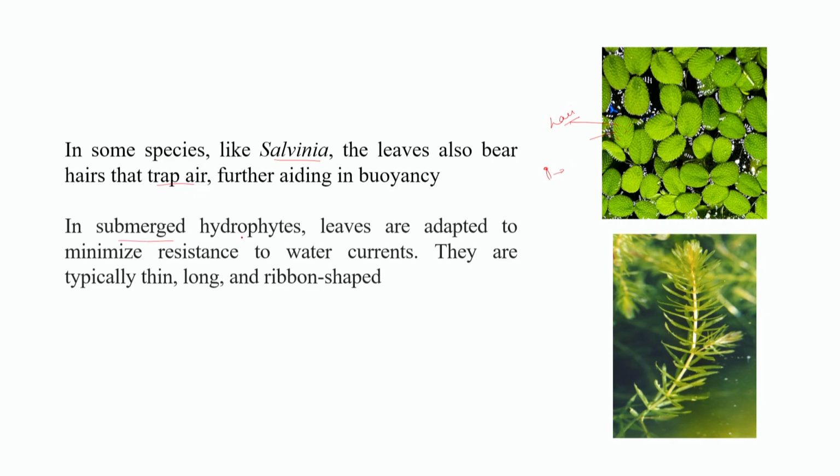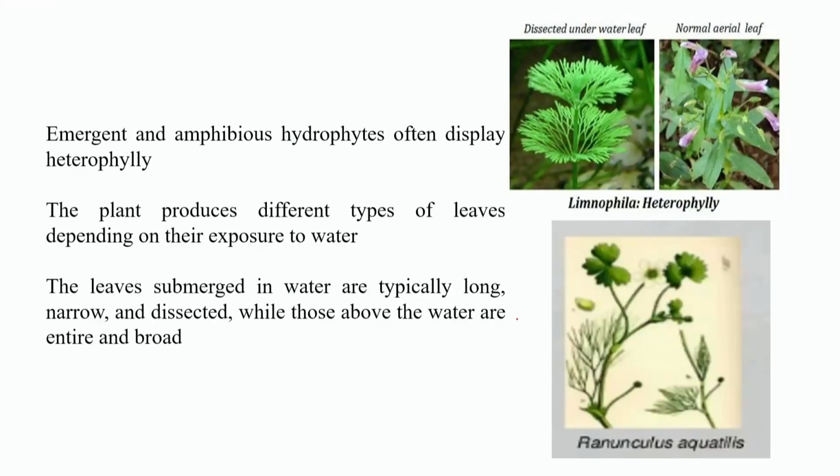Now coming to submerged hydrophytes, we generally see that the leaves are finely dissected, very thin, long and ribbon shaped. It is just to resist the water current. Now emergent hydrophytes or amphibious plants, in which some part is completely submerged in water and some is out, show heterophylly, meaning two types of leaves are observed. The one submerged in water will be dissected, and the one coming out will be a slightly broader leaf. So they show both types of adaptation.